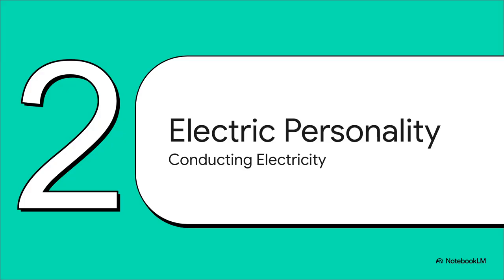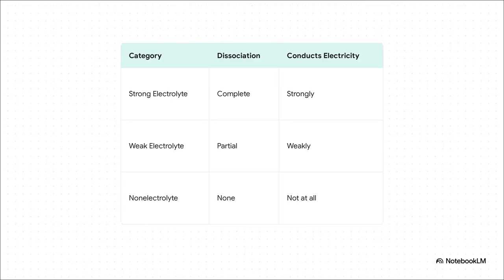So, building on that, some of these solutions have a pretty shocking ability. I mean, literally, they can conduct electricity. But how? Well, it all comes down to what the solute does the moment it dissolves. We can basically sort all solutions into three categories based on this electric personality. A strong electrolyte is a solute that when it dissolves completely breaks apart, or dissociates, into charged particles called ions, and those free-floating ions are what allow electricity to just flow right through.